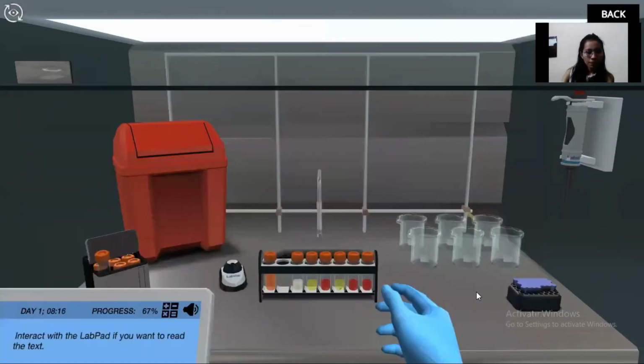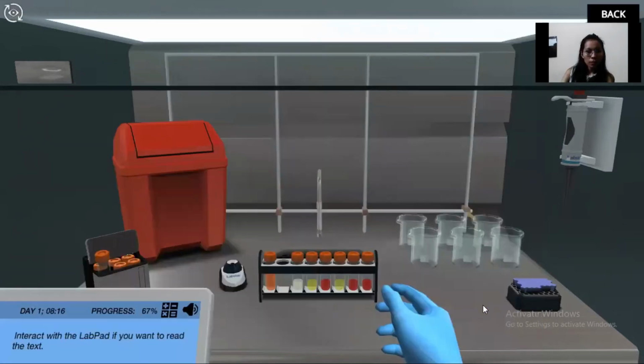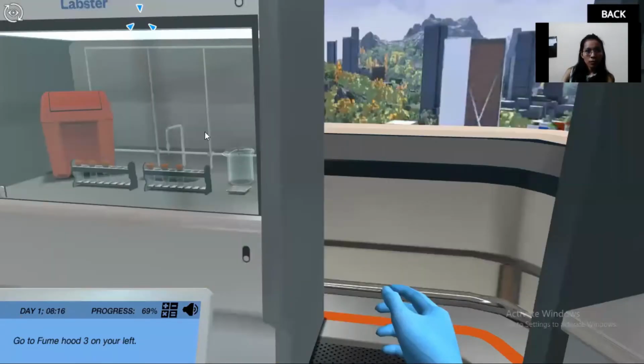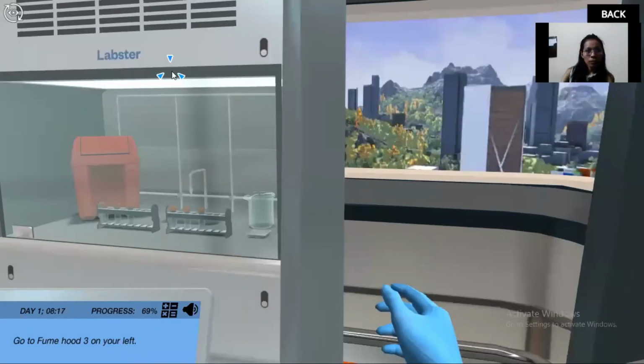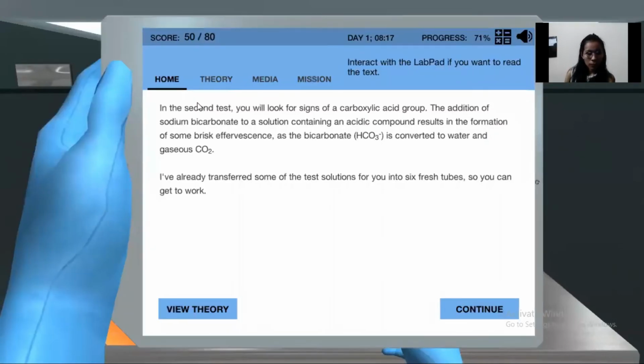Alright, now you have narrowed down your options. Let's do a second test to find and confirm our sneaky salicylic acid. Go to Fume Hood 3 on your left. In the second test, you will look for signs of a carboxylic acid group.